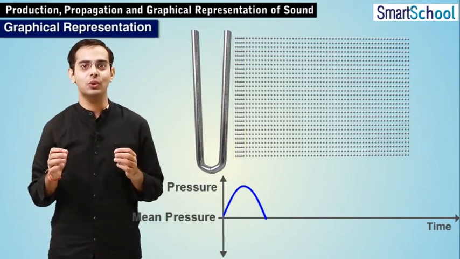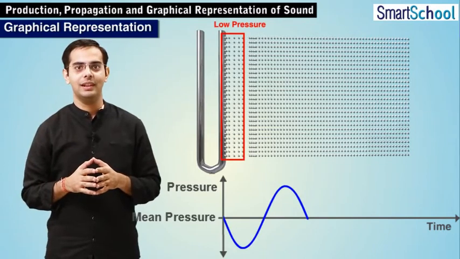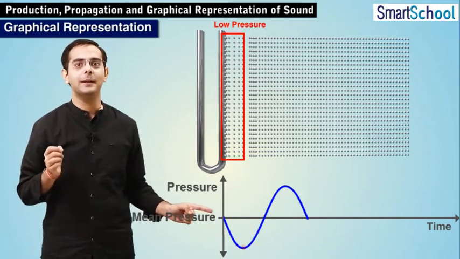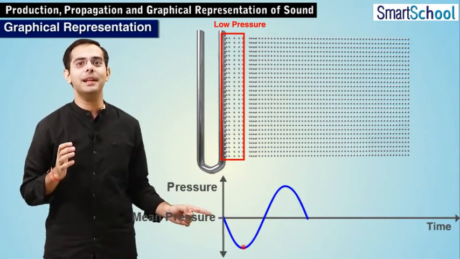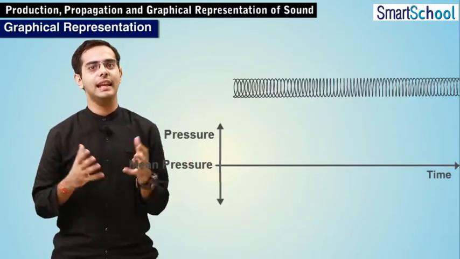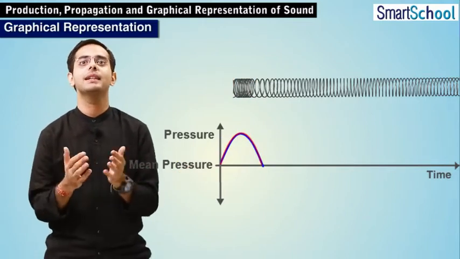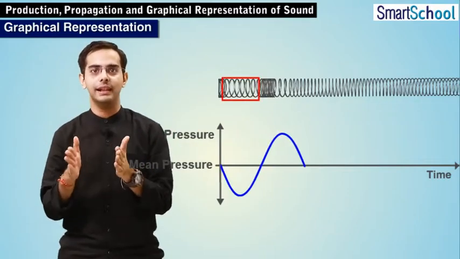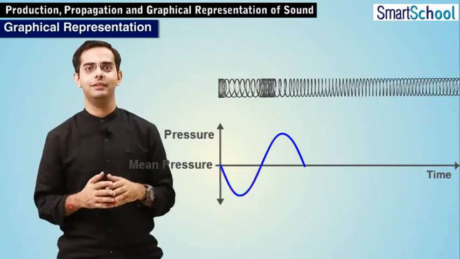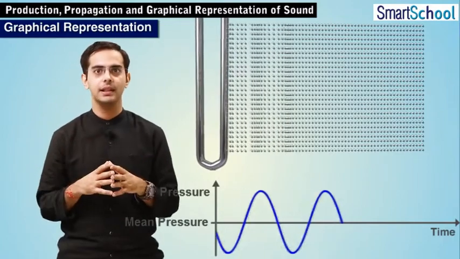Now the prongs of the tuning fork come back, creating a region of low pressure. And we can show the low pressure area with the lower portion of the curve. And the peak in the lower portion, representing the minimum pressure, is called the trough. Similar is the case with the slinky. The compression where the rings are crowded together is represented by the upper portion of the curve, and the portion where the rings are spread apart is represented by the valley or the lower portion of the curve.